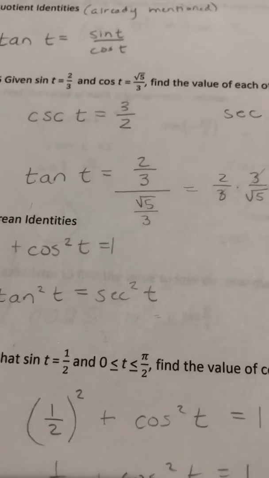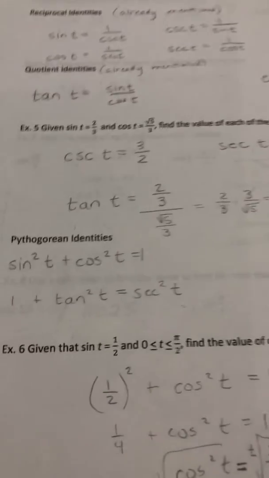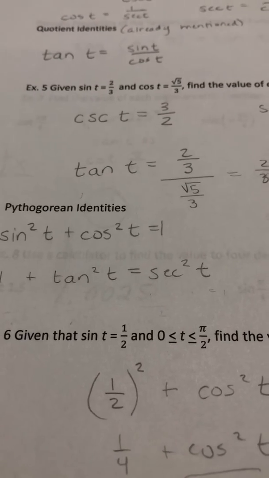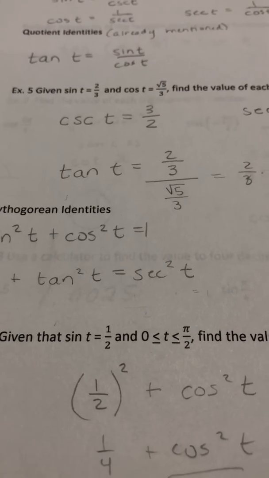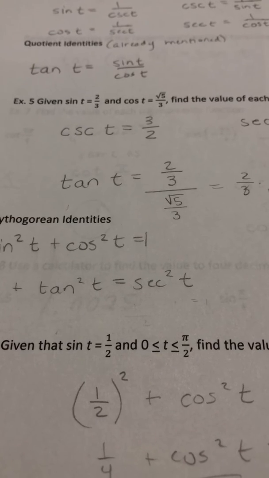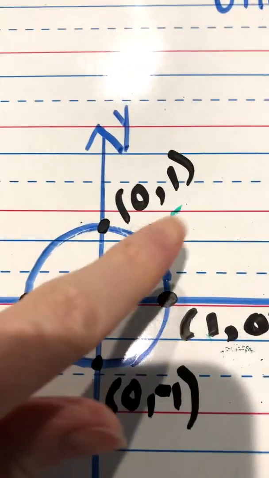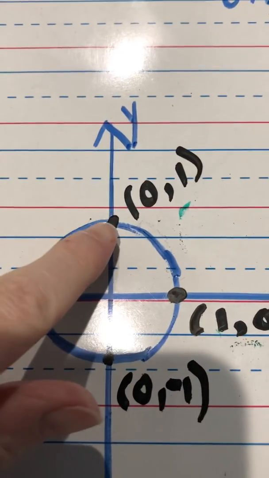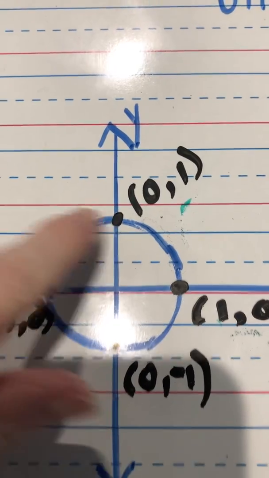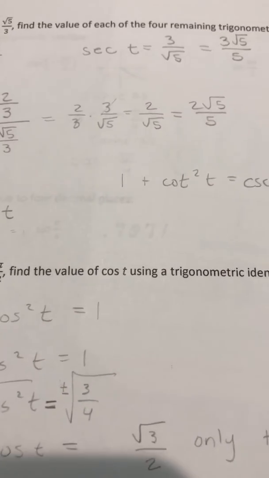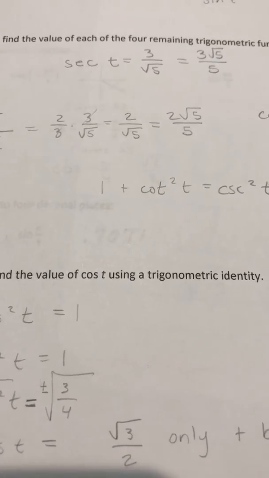So we can use a Pythagorean identity to solve a problem. Given that the sine of t is 1/2 and t is in radians between 0 and pi over 2, that just means it's in the first quadrant, okay? The first quadrant where everything is positive, because pi over 2 is 90 degrees here. We want to find the value of the cosine of t using a trigonometric identity.